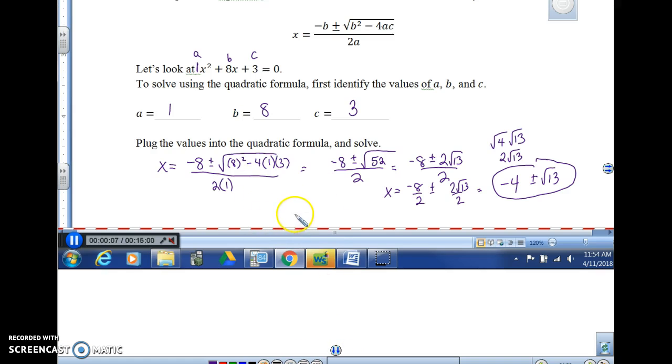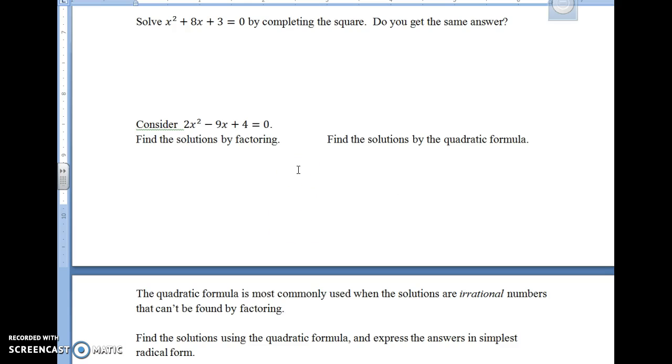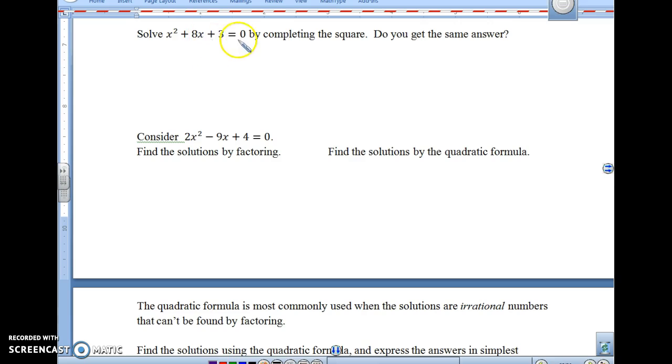So there's actually 2 answers here. x equals negative 4 plus the square root of 13, and x equals negative 4 minus the square root of 13. So we just write it as one actual thing. So plus or minus is fine. So basically, it's just get the equation equal to 0, pick out your a, b, and c, plug them in the formula, and solve.